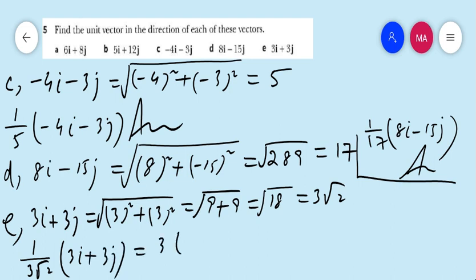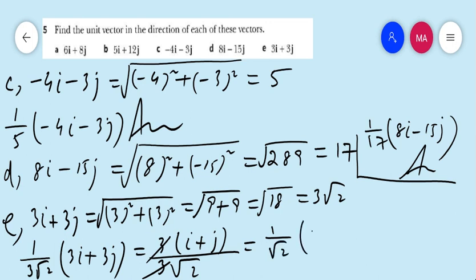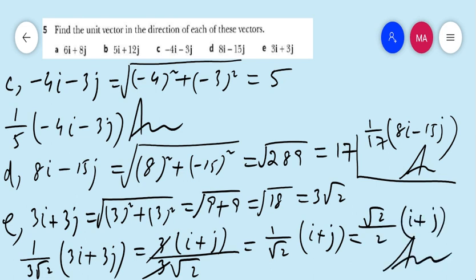Moreover, taking 3 common, i plus j upon 3 root 2. 3 cancels by 3. 1 upon root 2 into i plus j, or 1 upon root 2 can be written as root 2 upon 2. This is not necessary, but the answer in the book is in this form. 1 upon root 2 and root 2 upon 2 both are the same.